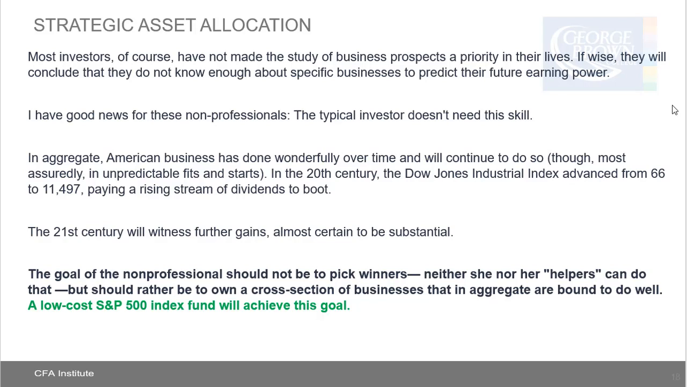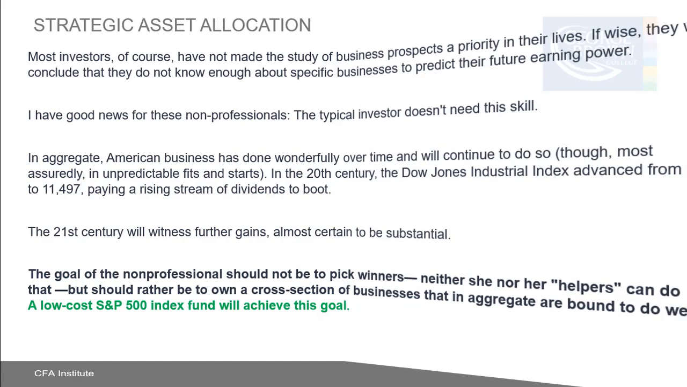We've seen the trends in the market, the volatility. In the 20th century, the Dow Jones Industrial Average advanced from 66 to 11,497, paying a rising stream of dividends to boot. The 21st century will witness further gains, almost certain to be substantial. So I put this here in bold. The goal of the non-professional should not be to pick winners. Neither she nor her helpers can do that, but should rather be to own a cross-section of businesses that in aggregate are bound to do well. A low-cost S&P 500 index fund will achieve this goal.